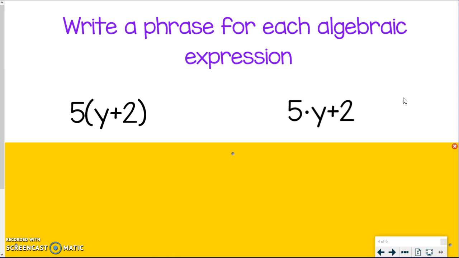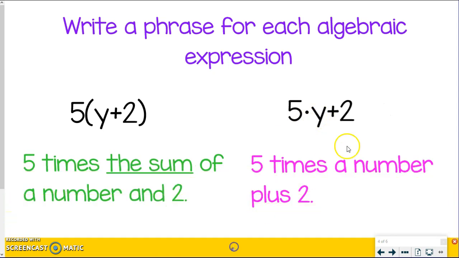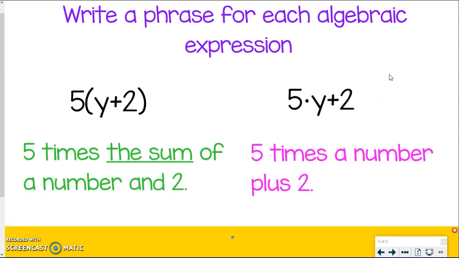Okay, I hope you took the time to pause the video and to write your answers. But here's what I had for these. And you might have had something slightly different, but it should be pretty close to this. So the key here on the left is that it needs to be 5 times the sum. Since we have the parentheses, I'm multiplying 5 by that whole sum. And I just said of a number and 2. You might have said of y and 2 or something like that. But you had to have 5 times the sum. That's the key.